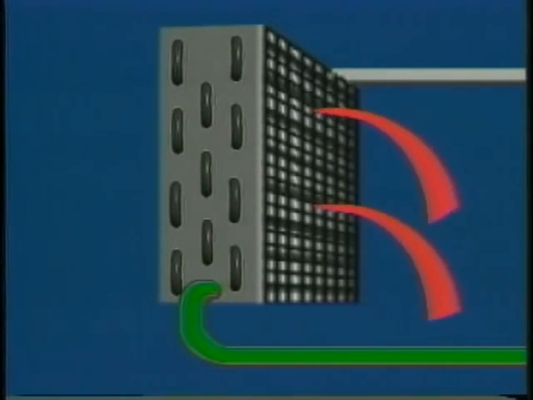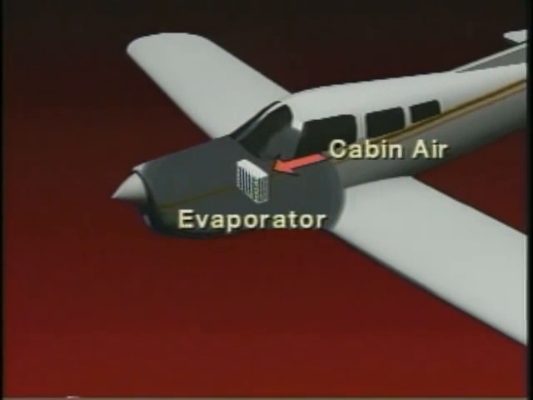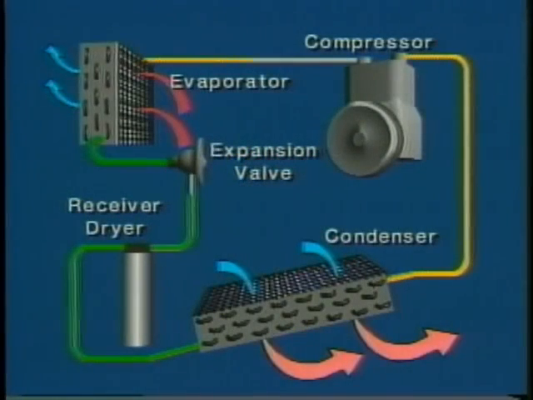Cabin air is then passed through the evaporator. Since the cabin air temperature is warmer than the temperature of the vaporized Freon, the Freon absorbs heat from the cabin and makes it more comfortable to you and your passengers. Finally, the vapor is returned to the compressor and the cycle starts over.